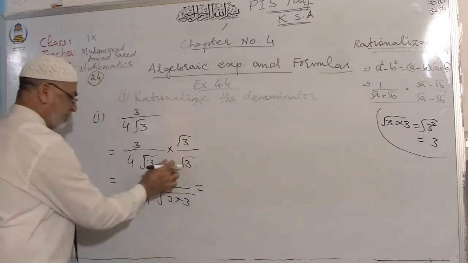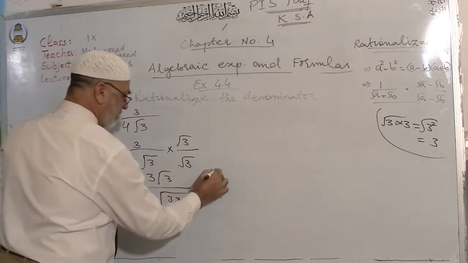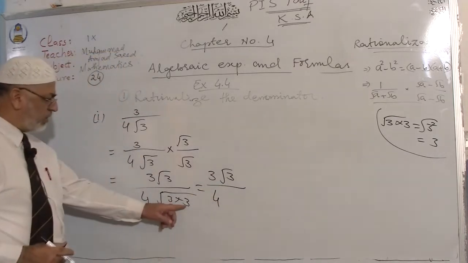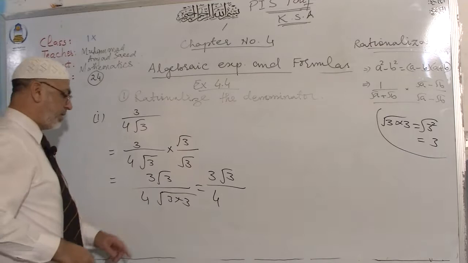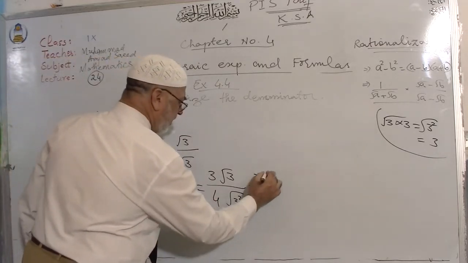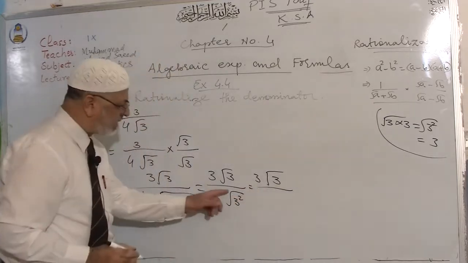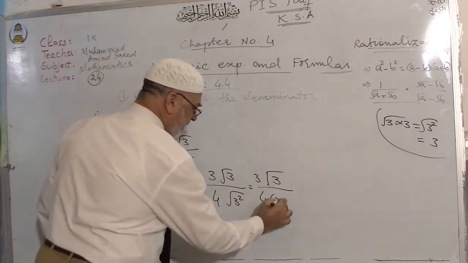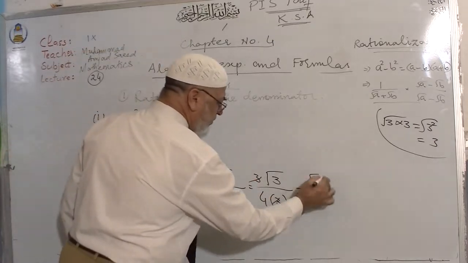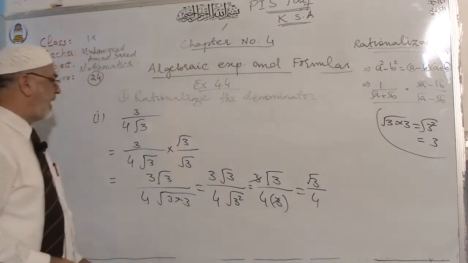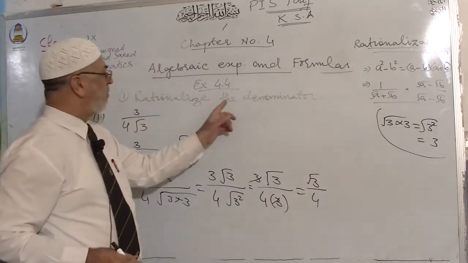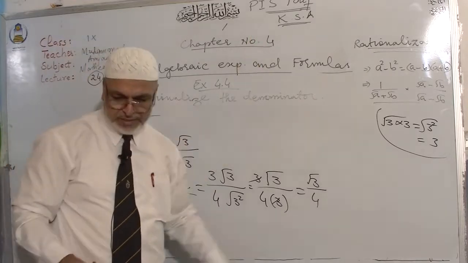You can combine them: 3 into root 3 over 4 into root 3 into root 3. Inside the square root this will become double, and you know that square and square root cancel out, and we are left with 3 and 3 cancelled out, so root 3 over 4. You can see in our answer there is no radical sign in the denominator. That is known as rationalization of the denominator.